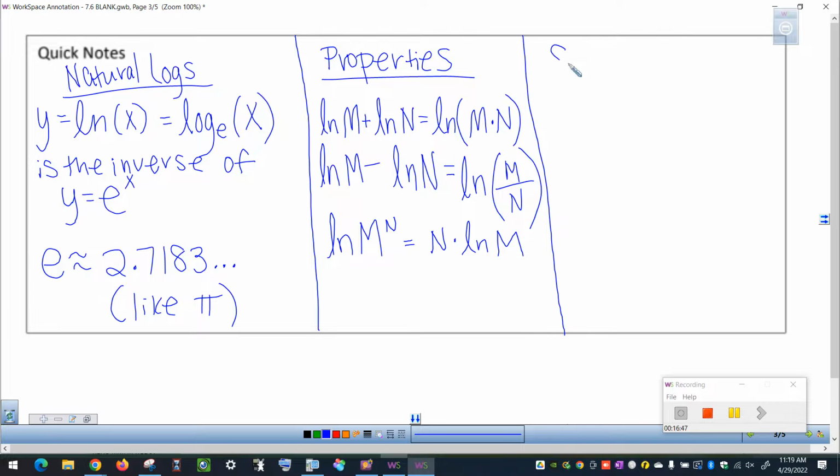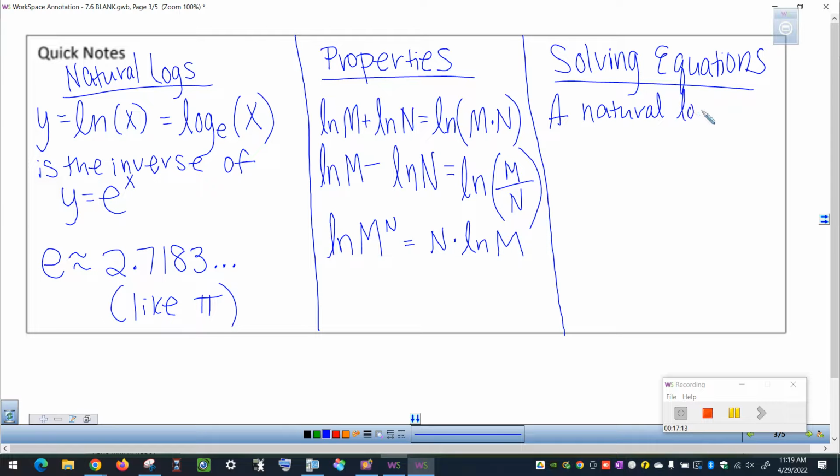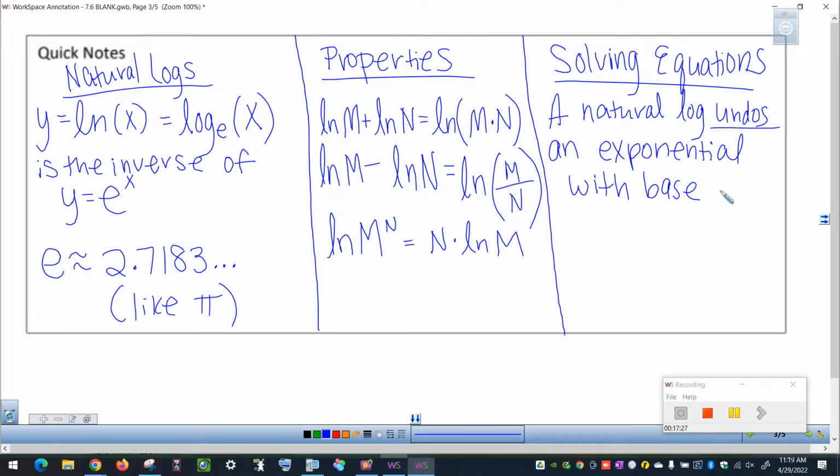The properties are really just the same as before. And then the last thing, we're going to write in a few pieces for strategies for solving equations. Solving equations has really been our main focus for the week. We are going to have some slight variations to that with base e today. So our main thing to solve equations is that a natural log, which is ln, undoes an exponential with base e.